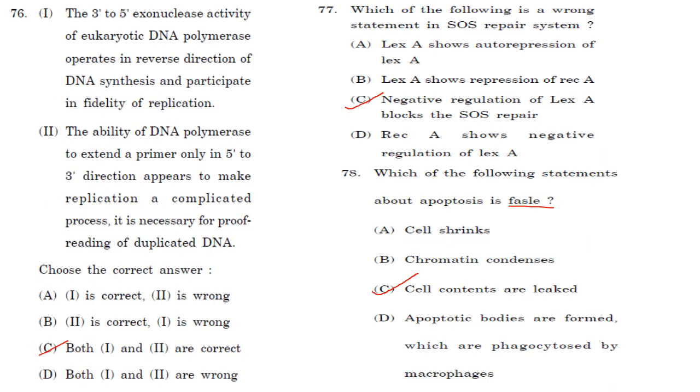First statement: the 3' to 5' exonuclease activity of eukaryotic DNA polymerase operates in the reverse direction of DNA synthesis and participates in fidelity of replication. Yes. Statement 2: the ability of DNA polymerase to extend a primer only in the 5' to 3' direction appears to make replication a complicated process. It is necessary for proofreading of duplicated DNA. That is also correct. So choose the correct answer: 1 is correct, 2 is wrong; both 1 and 2 are correct. Answer is option C.